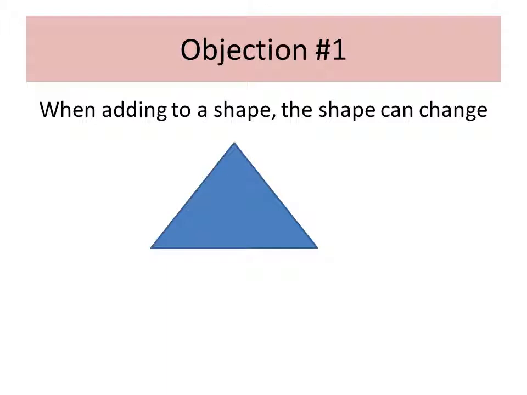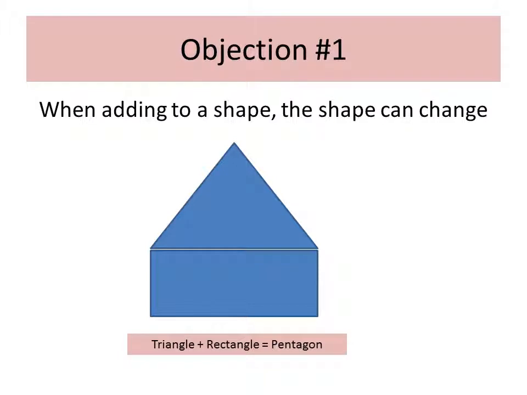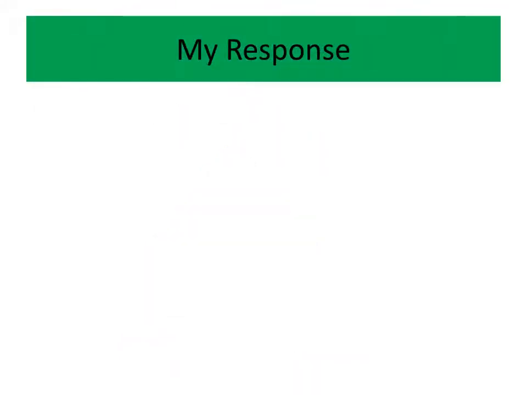This is a triangle. Now we're going to add something to it. We are adding a rectangle at the bottom. Now we have the rectangle at the bottom. This shape is not really a triangle and it's not really a rectangle. It's actually now a pentagon. So you take the triangle, you add the rectangle to it, and you get the pentagon.